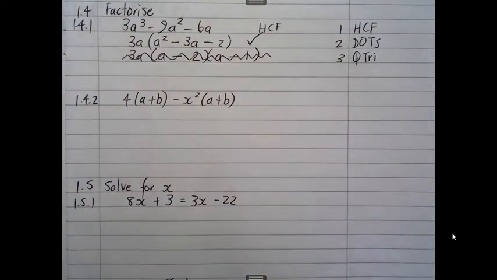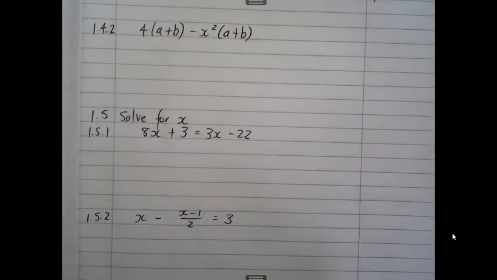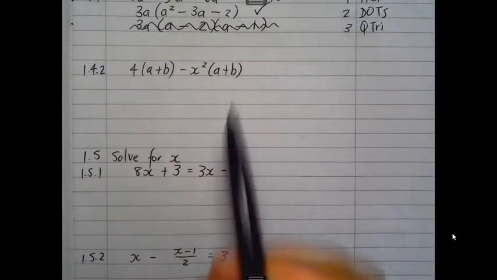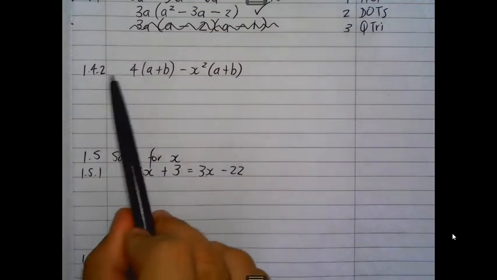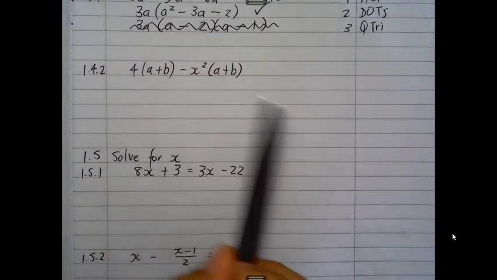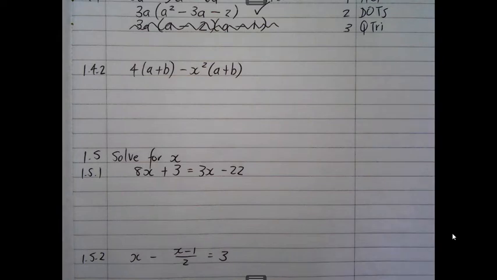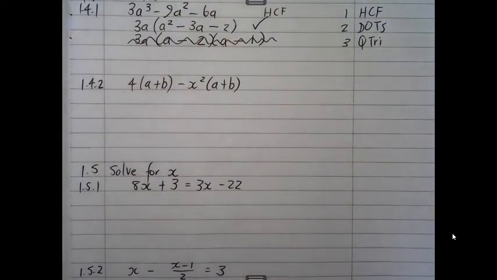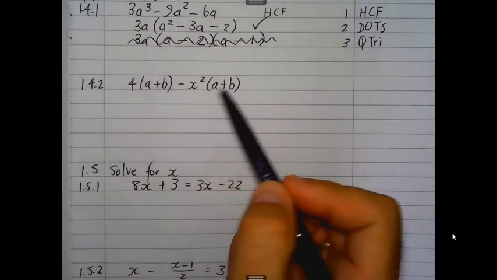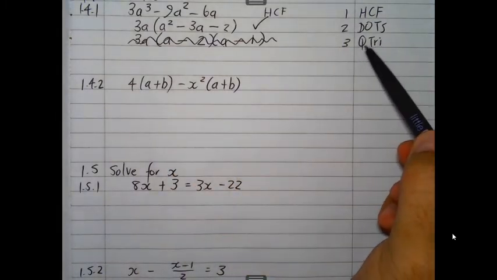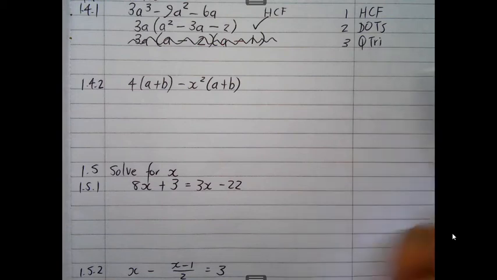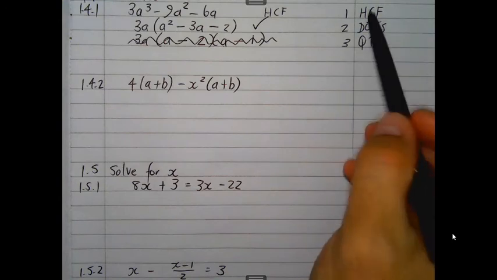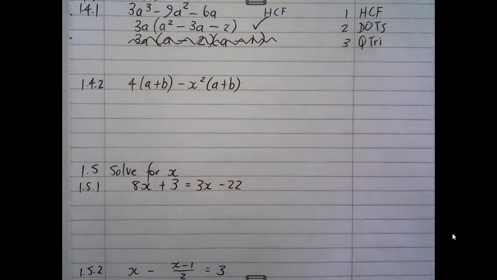Right, 1.4.2 then presents a slightly more confusing question. However, it's important to notice that there are how many terms? There are 1, 2 terms. So, back to our 3 methods for factorizing, which method would you choose? 1, 2 terms, so definitely not quadratic trinomial, right? But I'm going to take out a highest common factor. HCF should always be your first one to consider.